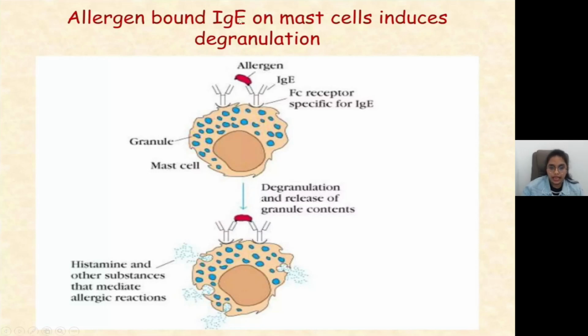How will the allergen bind with IgE? When the allergen binds, it comes back to the granules of the mast cells, and they can be degranulated and release the granules. So this will cause allergy, with histamine and other substances that mediate allergic reactions, right?